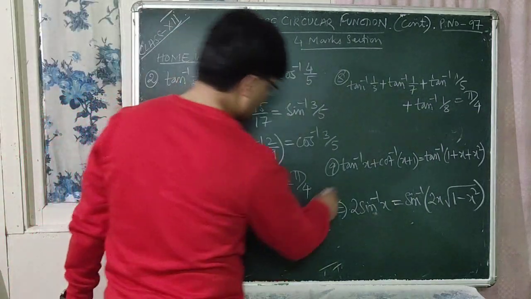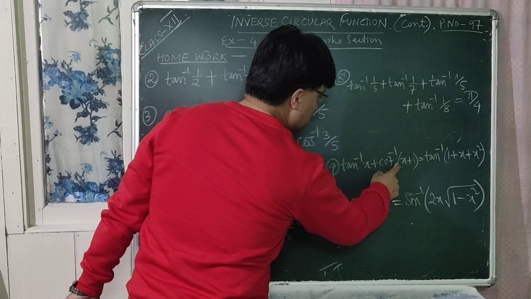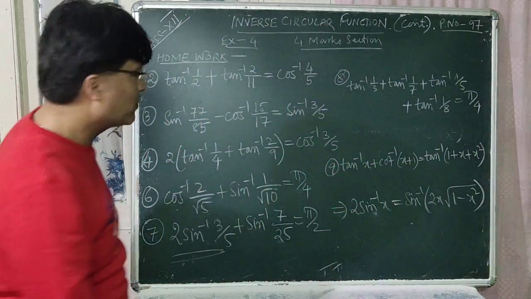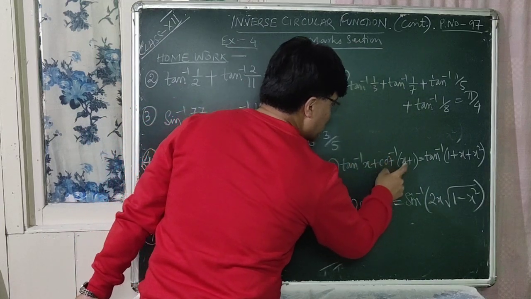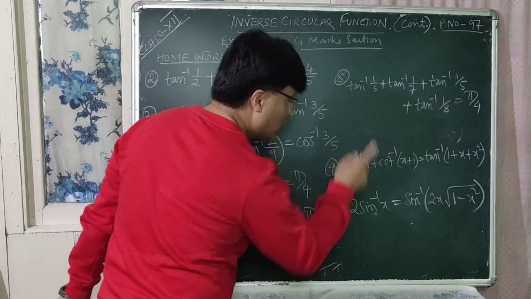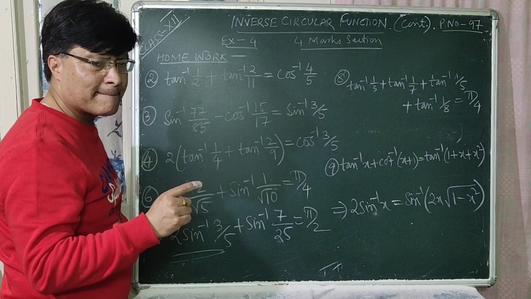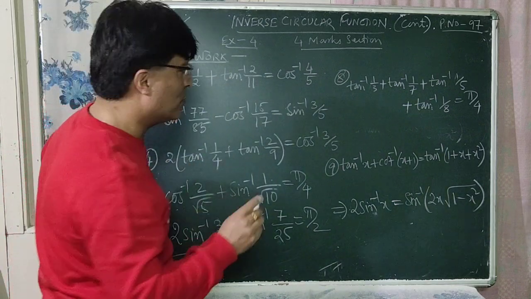So what is question number 9? It is tan inverse x plus cot inverse (x plus 1) is equal to tan inverse (1 plus x square). Can you do it? Since this is in terms of tan inverse x, convert this cot inverse (x plus 1) in terms of tan inverse. What is cot inverse (x plus 1) in terms of tan inverse? It is cot inverse (x plus 1) is equal to tan inverse of 1 upon (x plus 1).